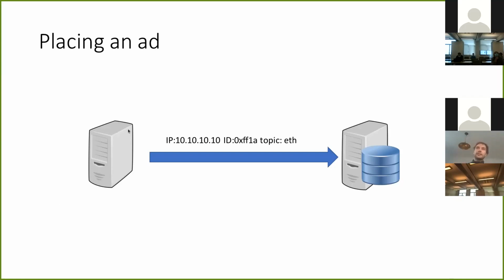The problem is, if we have an advertiser here and our registrar here, if I want to register, I probably have to provide my IP address and maybe some port number, then the ID, which is the hash of my public key, and then the topic, so the application I support. And we can imagine that the registrar has to store it in some kind of database. However, the size of this database is limited, so we have to be careful not to overload some registrars with too much information.